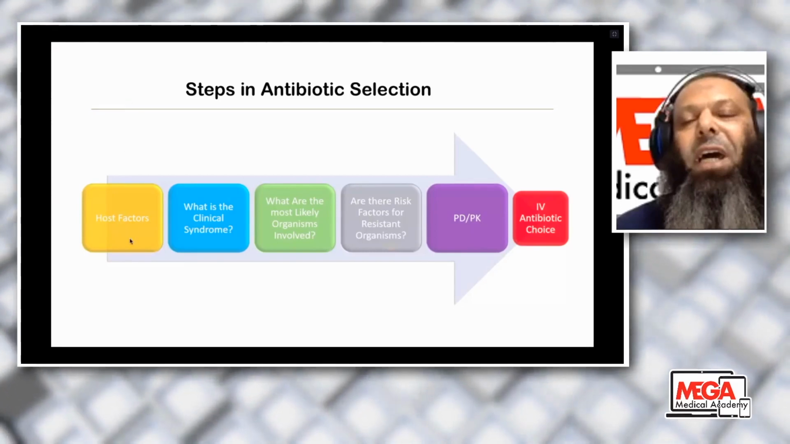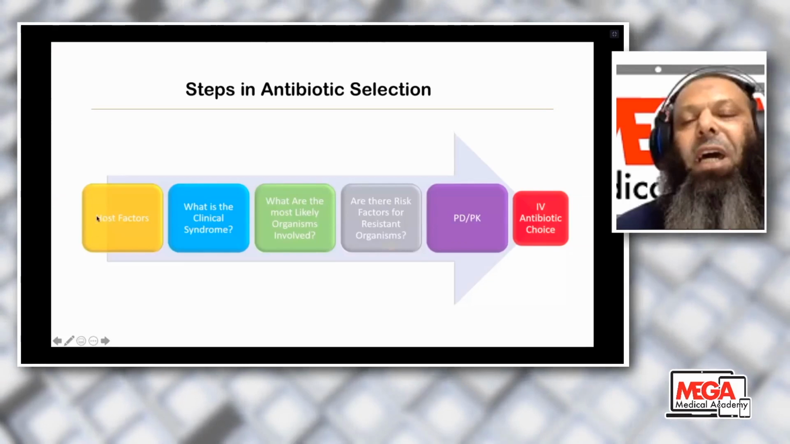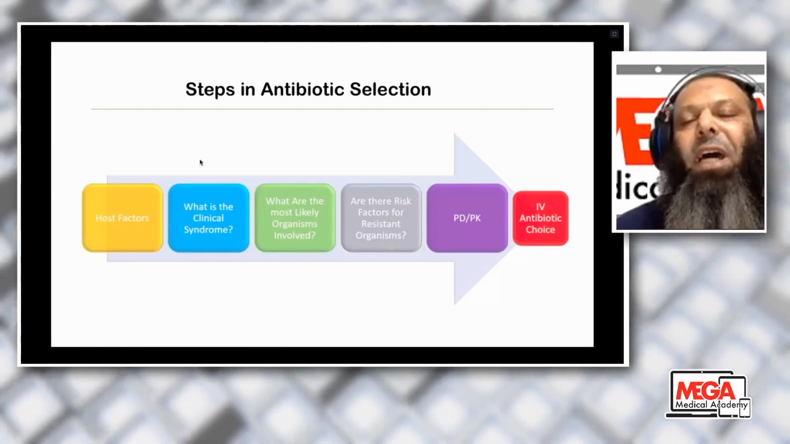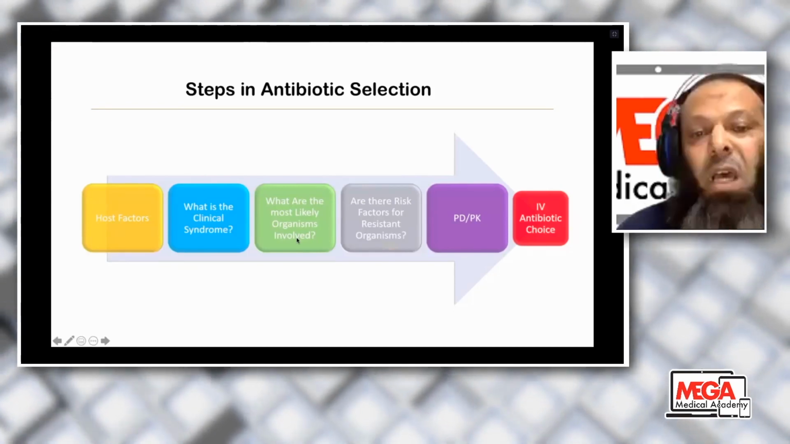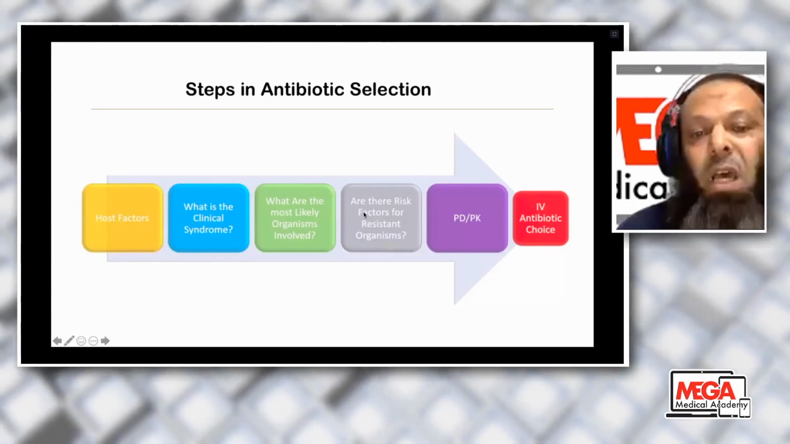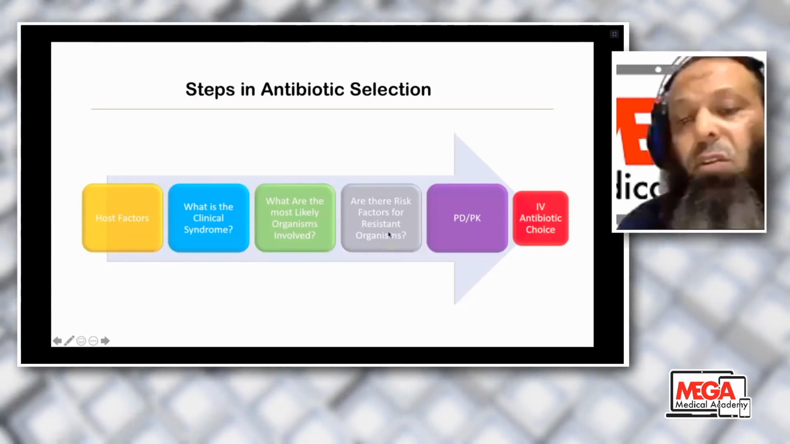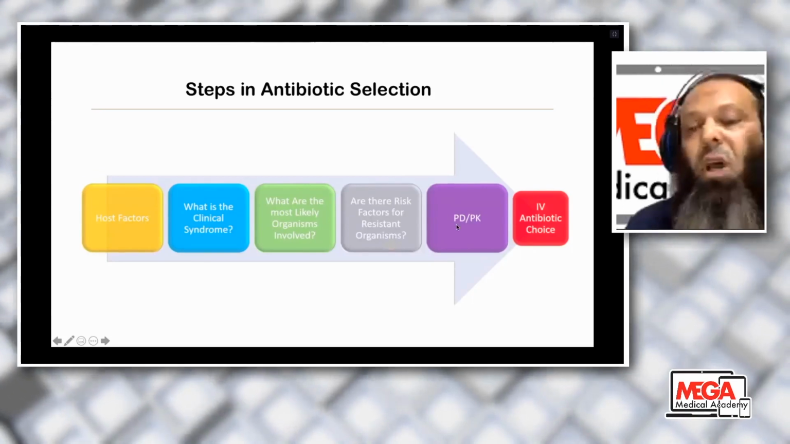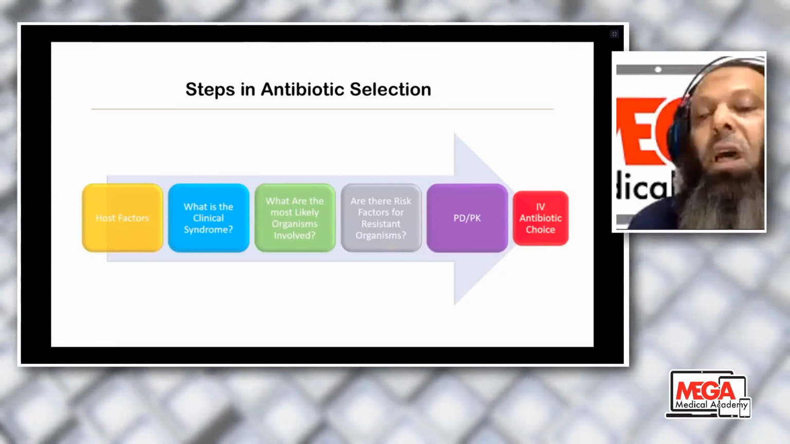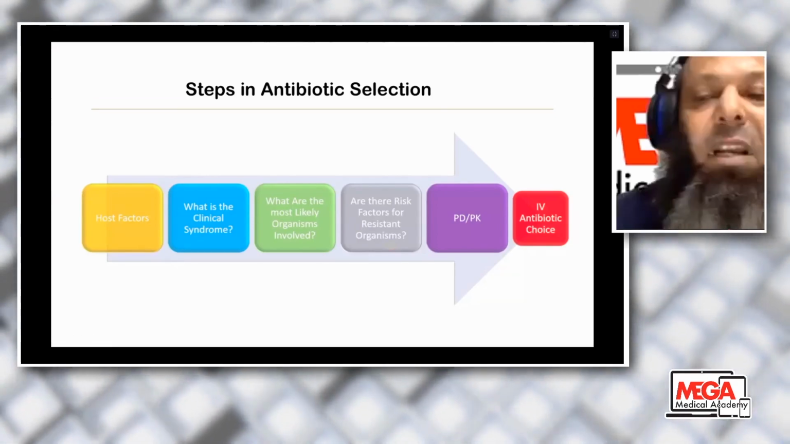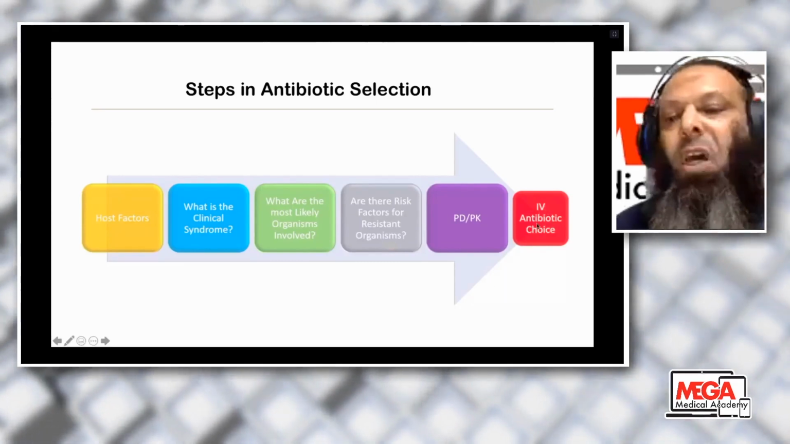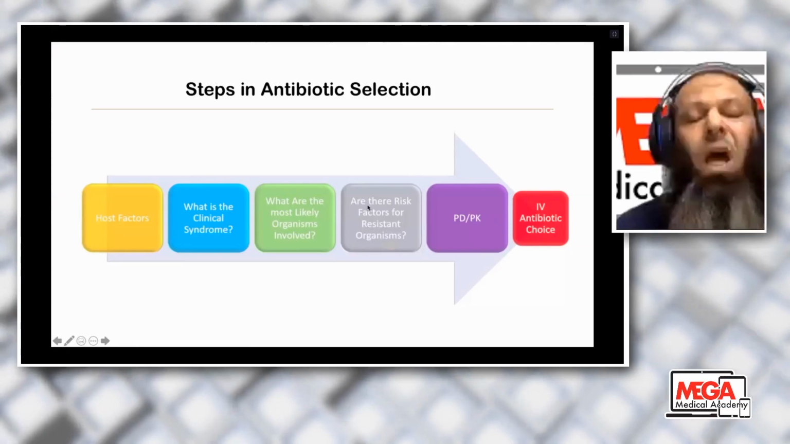Think about hospital factors related to the patient, as you mentioned. What is the clinical syndrome you are treating? Is it soft tissue infection, abdominal sepsis, meningitis? What are the most likely organisms involved? Is it MRSA, MDROs, gram-negative? What are the risk factors for resistant organisms, as we mentioned before? Review the key factors: pharmacodynamics, obesity, whether the patient is on RRT or on ECMO, so it's very important. At the end, you should use the antibiotic according to those 5 pillars.